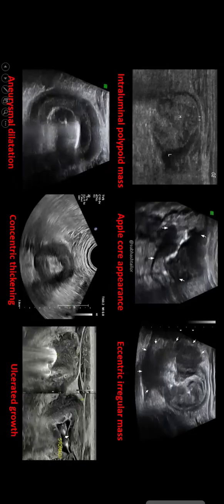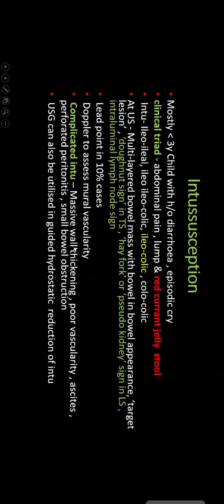As we can see in this case, this is a stomach scan. These are all colonic scans. So, a large ulcerated growth within the stomach. So these are various patterns of bowel malignancies on ultrasound. Now, case by case. Benign bowel masses, let us take examples.